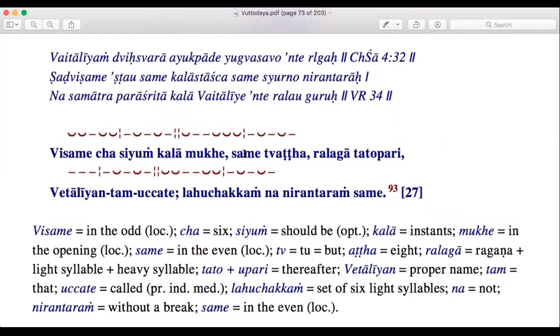Visame cha siyuṃ kalamukhe same twatta ralaga tato pari, Vijitānandābhivaṃsa tamucchate lahu chakkaṃ na nirantaraṃ same. I will repeat it. Visame cha siyuṃ kalamukhe same twatta ralaga tato pari, Vijitānandābhivaṃsa tamucchate lahu chakkaṃ na nirantaraṃ same.